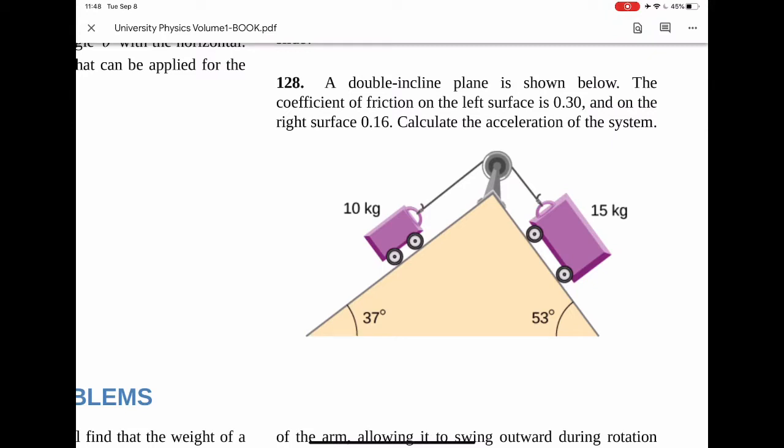So here we have a double inclined plane problem, which is shown below in the picture. The coefficient of friction on the left surface is 0.3 and on the right surface is 0.16. Now we have to calculate the acceleration of the system. The mass is given and also the angle is given for both sides. Now let me draw the picture and write down all the forces that we have for the left and right surfaces.